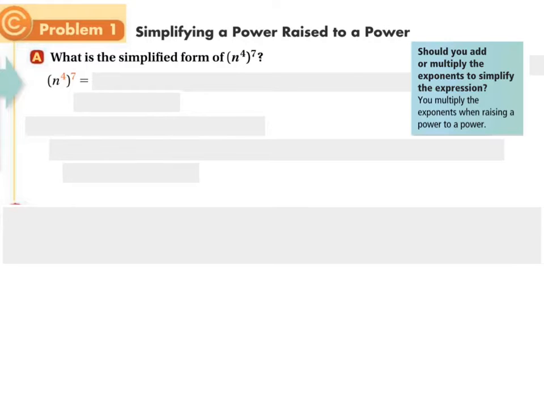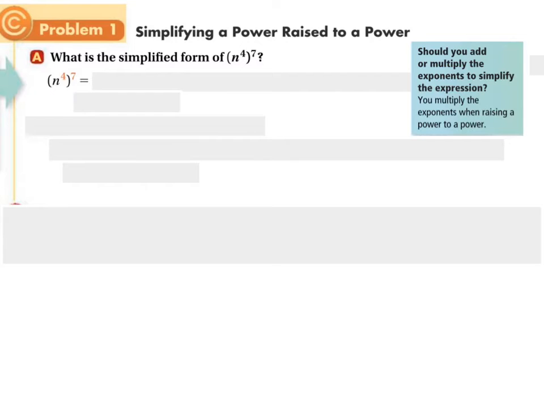All right, problem number 1 is asking for us to simplify a power raised to a power. What is the simplified form of n to the 4th raised to the 7th? Okay, and what does that equal? First thing I'm going to say is, should we be adding these numbers together or multiplying them together? Should you add or multiply the exponents to simplify the expression? You will multiply the exponents when we're raising a power to a power, and we are.